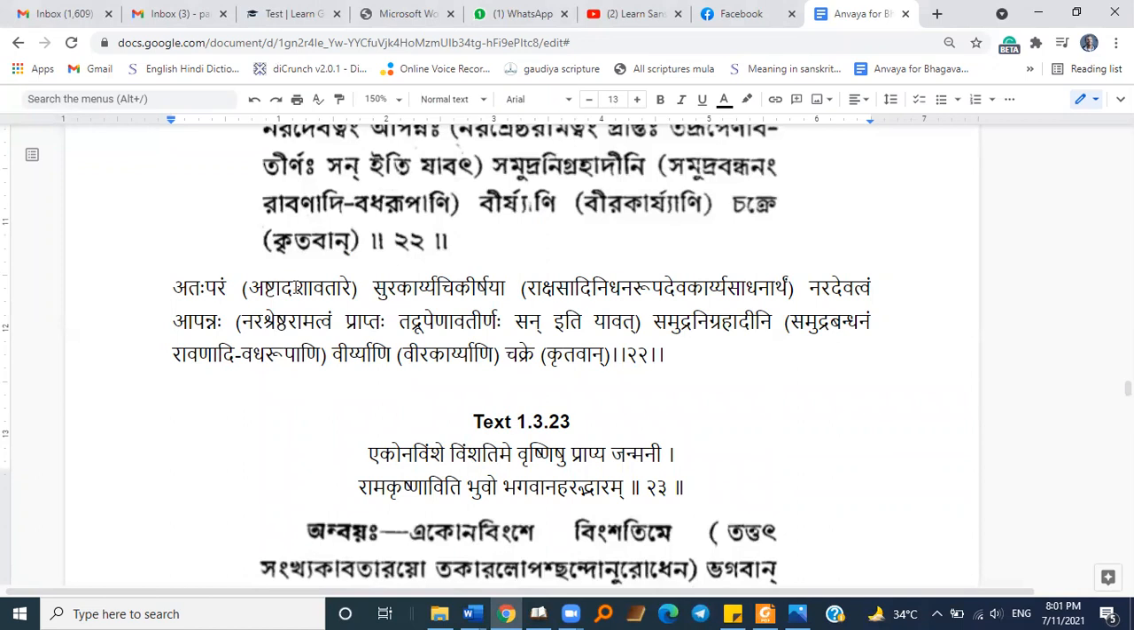Ataha Param, thereafter, in the 18th incarnation, the Lord, with the desire, Rakshasadi Nidhana Rupa Deva Karya Sadhana Artham, for the sake of accomplishing, I'm going backwards while translating it. So for the sake of accomplishing the work of demigods, Karya of Deva, which is basically in the form of the annihilation of demons and so on.